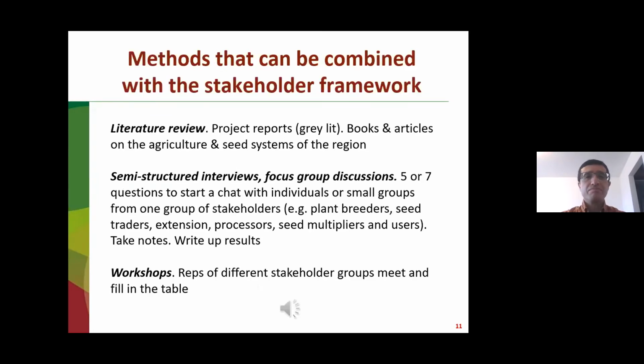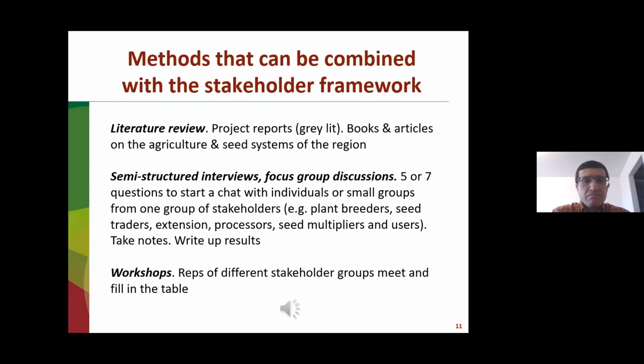Let's describe a little bit better the methods that can be combined with the stakeholder framework. First, as I said before, we can use literature reviews. So we need to read project reports, brochures, blogs, etc., other grey literature, and also books and articles on the agriculture and seed systems of the region. So the idea is to have a good description of what's happening in the specific seed system on which we are working. Then we can use semi-structured interviews and focus group discussions.